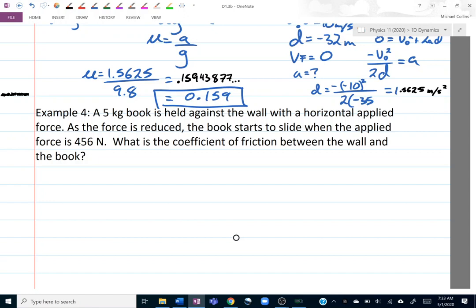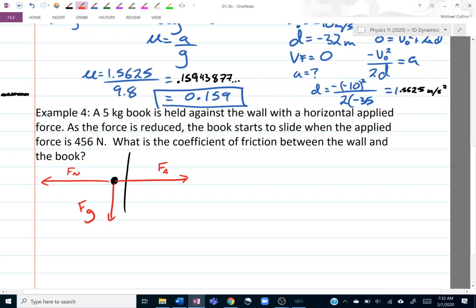So I might draw the wall on this one, just because it's a little bit more complicated. And then I'm going to draw my book as just a dot. So what I'm doing is I'm applying a force on the book into the wall. The wall, of course, is going to push back on the book, Fn. And we know that Fg will be pulling down, as always. So the question is, what is keeping the book where it is? Well, it must be a force of friction counteracting the force of gravity.